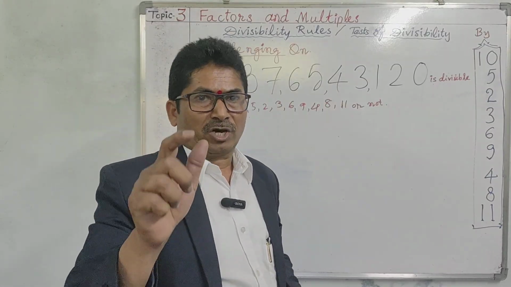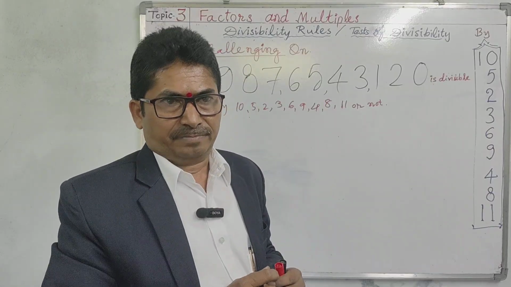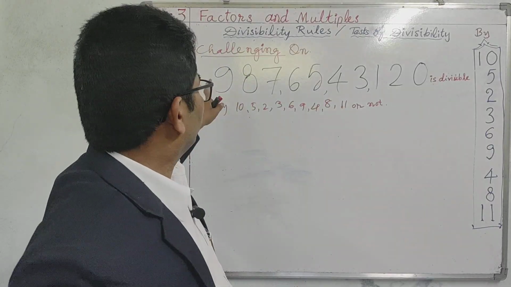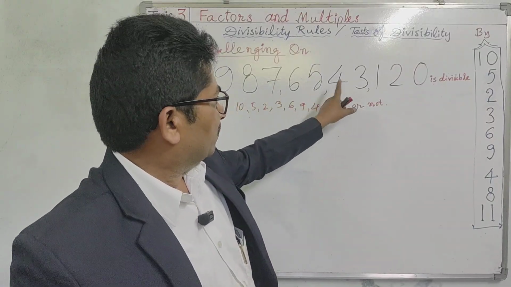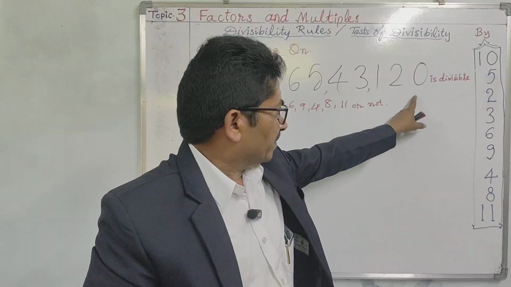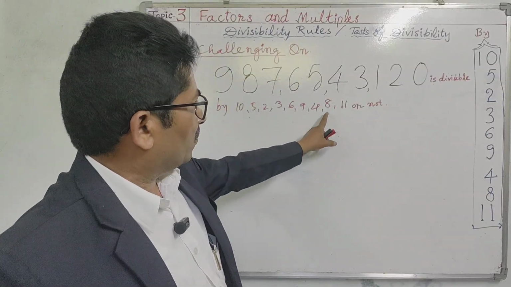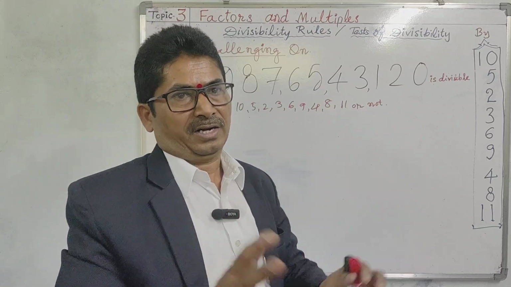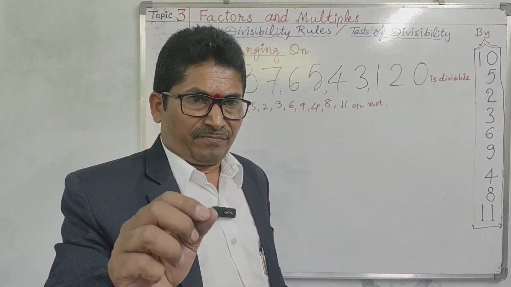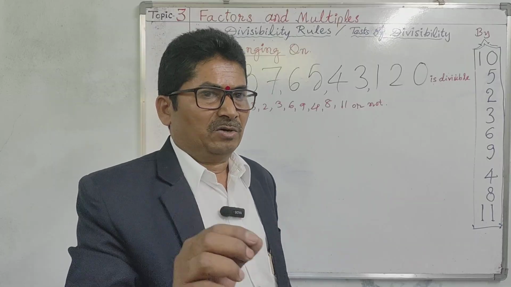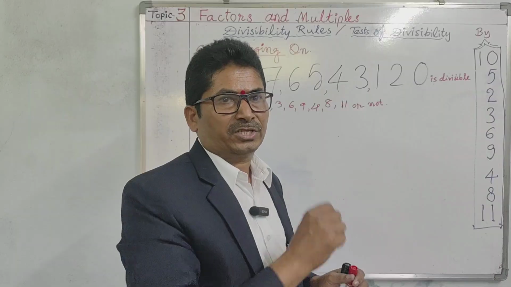Are you perfect in this topic? If yes, I am giving a challenging question here. The question is: 987 crore 65 lakh 43,120 is divisible by 10, 5, 2, 3, 6, 9, 4, 8, 11 or not. If you are perfect, pause this video and solve the question. I will tell you the answers after finishing this topic.